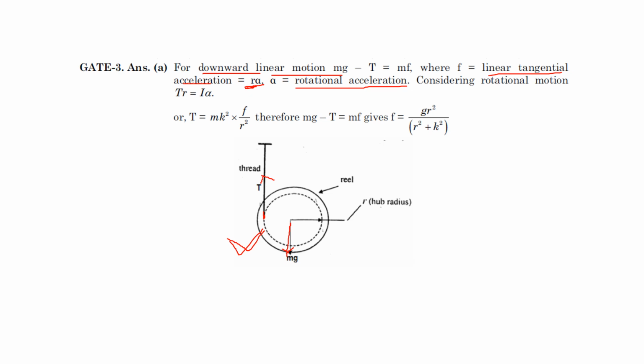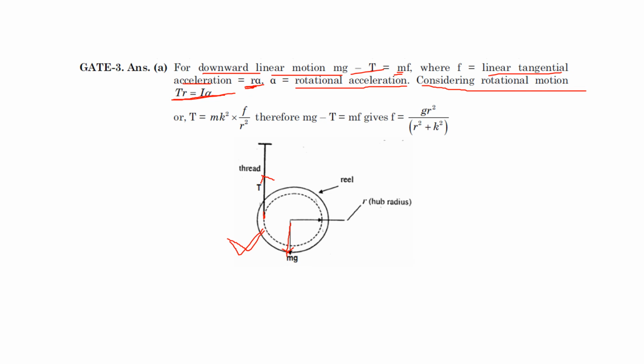So the first equation will be mg minus T is equal to m f, where f is equal to m a, Newton's second law. And the second equation is for rotating motion: T r is equal to I alpha. This is one more equation we get from the rotation. So these two equations we have to use, and we will get the answer.